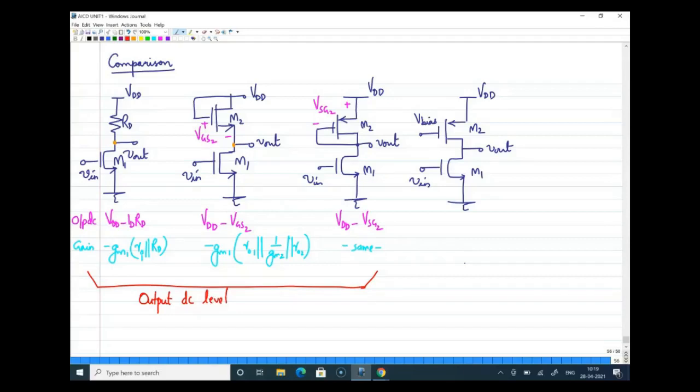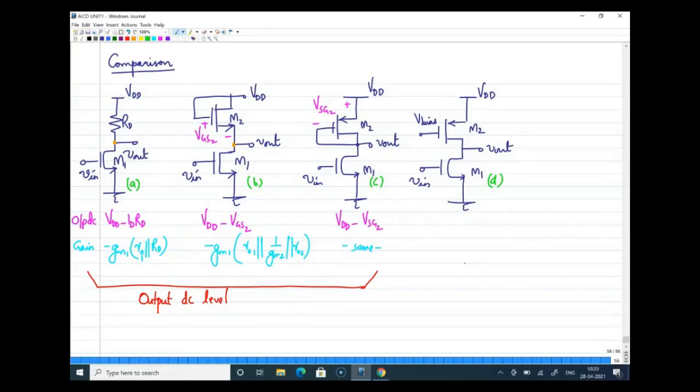Can you tell me? Just think about this. You have four circuit diagrams here. Let me mark them as A, B, C, and D. Now, for the first circuit, just by visually inspecting the circuit, we can say that the output DC level is VDD minus IDRD, because there is a resistance which will have a fixed voltage drop, and that will definitely bring an output DC level of VDD minus IDRD.